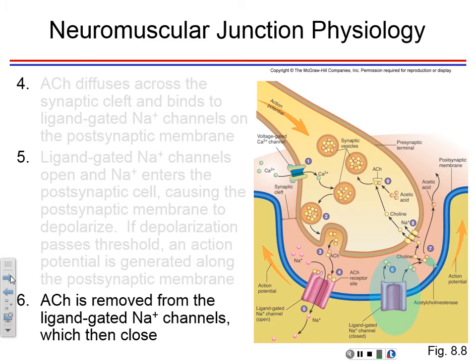So acetylcholine is removed from the receptor, the ligand-gated sodium channels, and it closes. Because at this point, the voltage-gated sodium channels are taking over, right? Because they opened up, sensitive to minus 55. Okay, so that's that. We close up those, we remove acetylcholine.